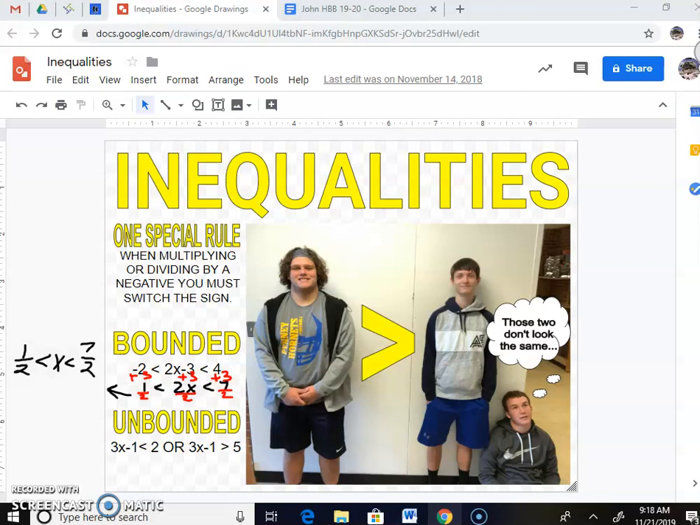Okay? So that's the same with our bounded. Unbounded intervals are our OR statements. These are much easier. When you have an OR statement, an unbounded interval, solve this one, get your answer, then solve this one and get your answer.